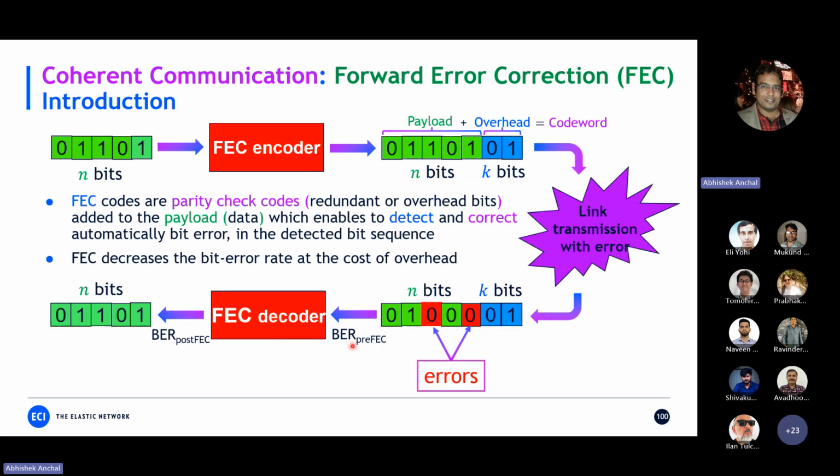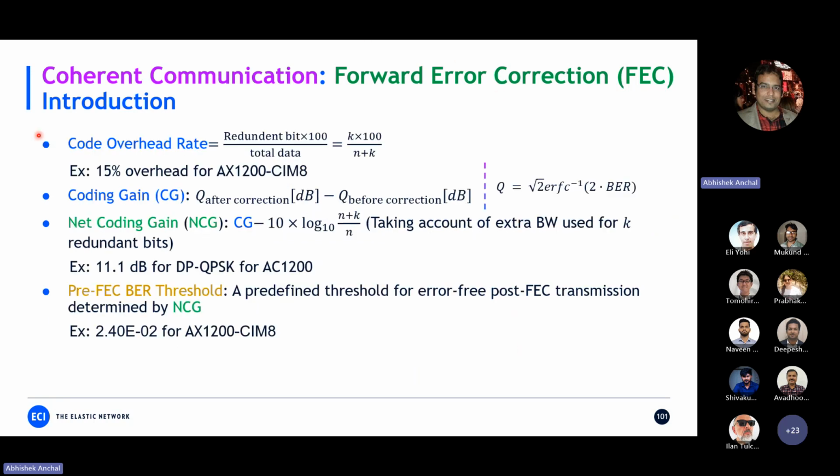So there are two terms, something called BER pre-FEC and BER post-FEC. BER pre-FEC is without the FEC work, what was the actual BER, and how the BER is reduced. So it's called post-FEC BER. And we are going to see some terminology based on this. So some terminology of FEC, one of them is code overhead rate. Code overhead rate is how much extra or redundant bits you add, into 100, divided by total bits. So that's the code overhead rate.